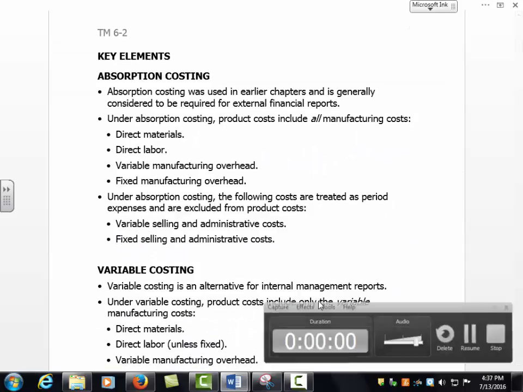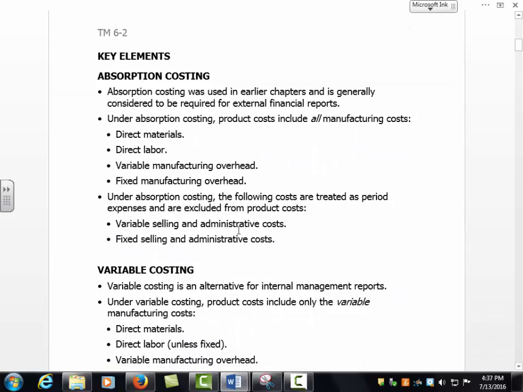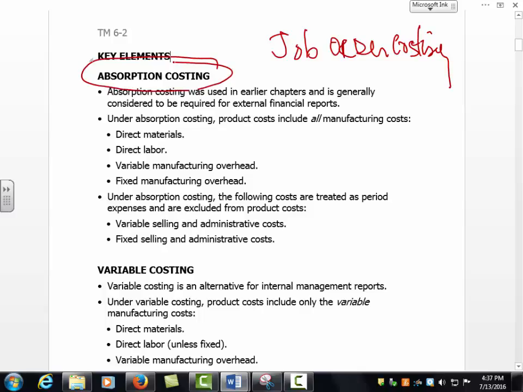All right, need job order costing. So let me write that at the top here. Job order costing. We never really gave it a name, and what it is, absorption costing. The absorption costing is what is required to follow GAAP, generally accepted accounting principles.